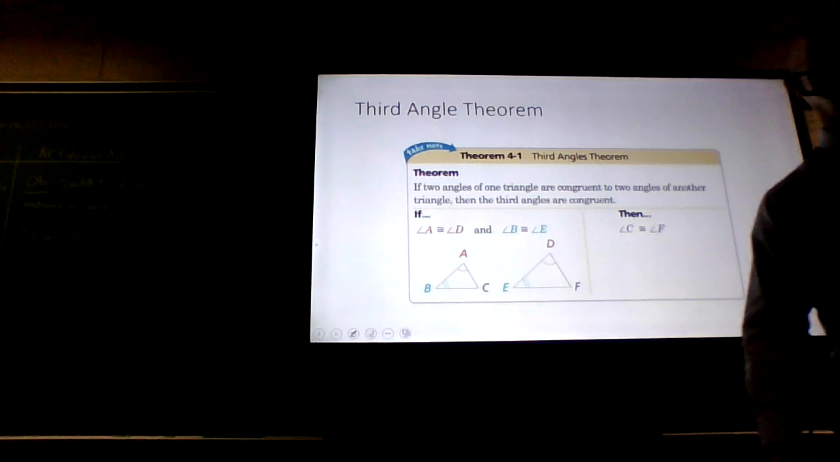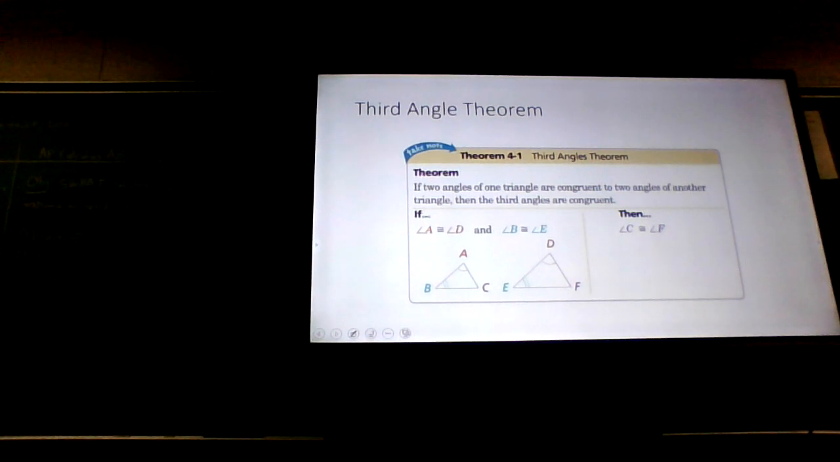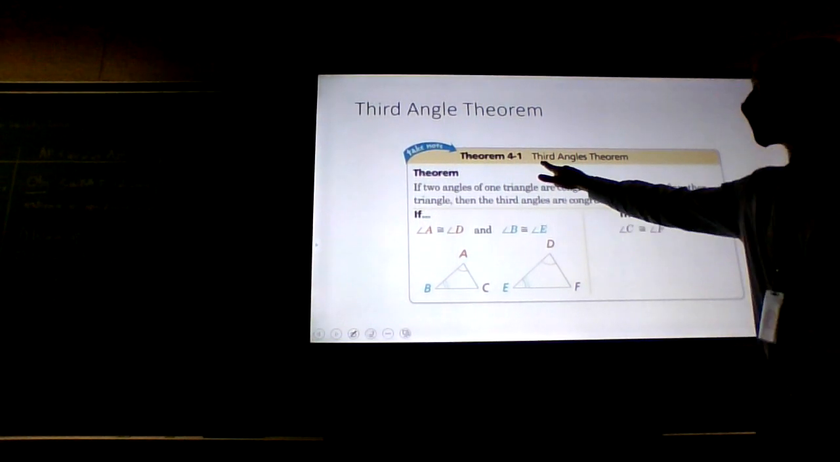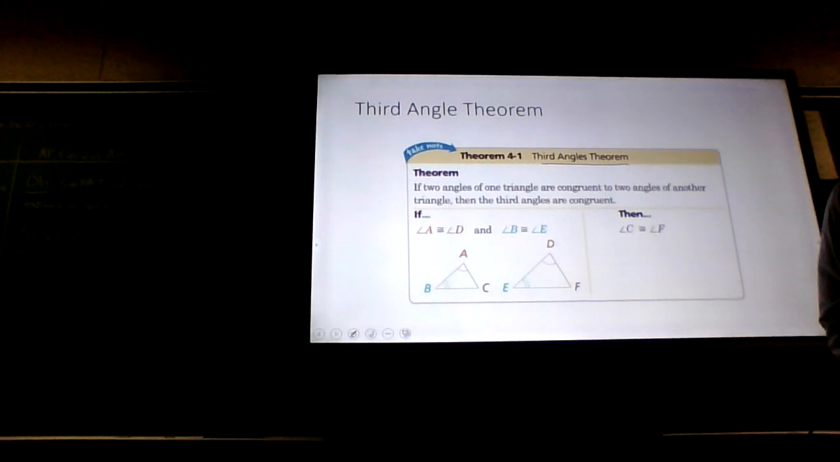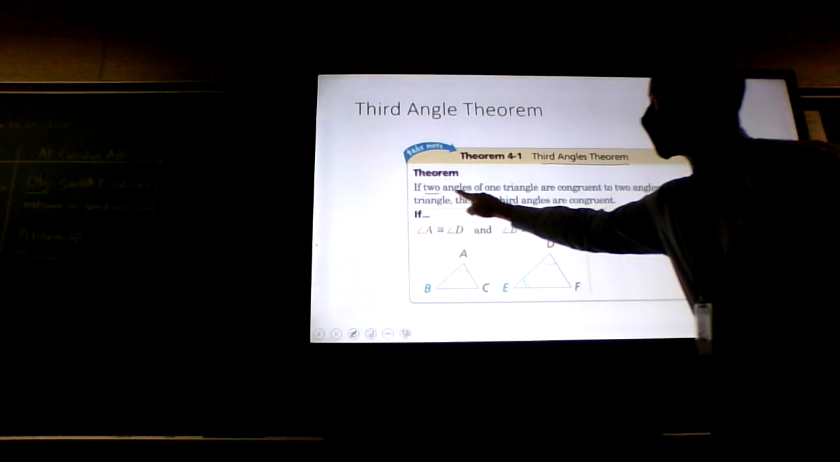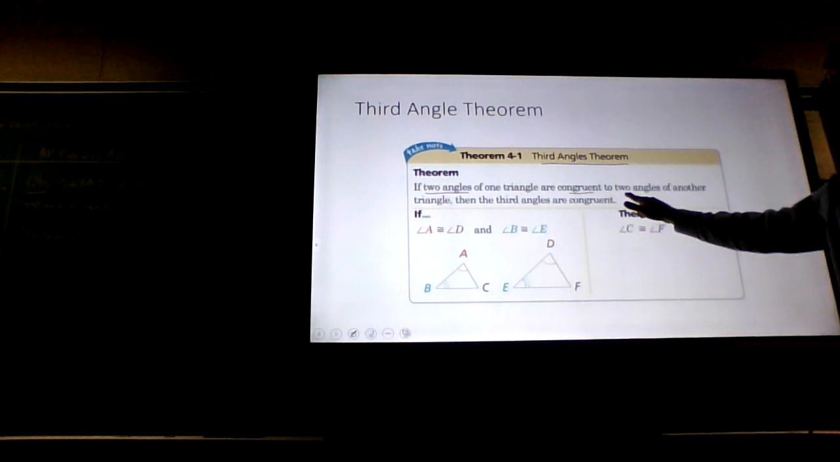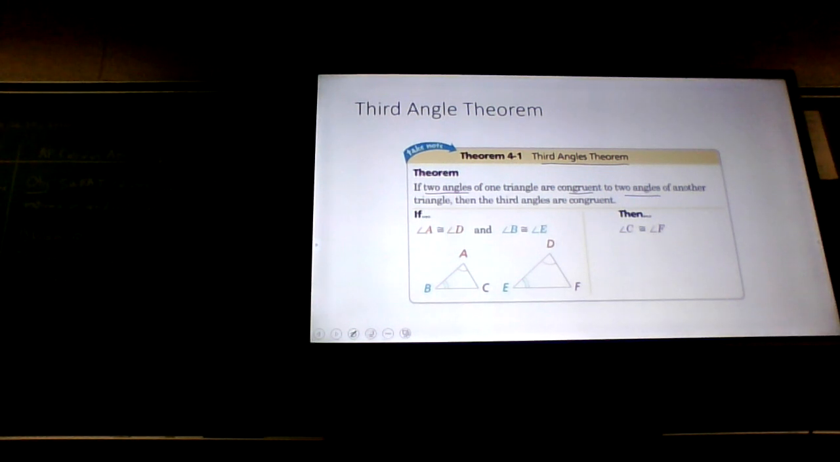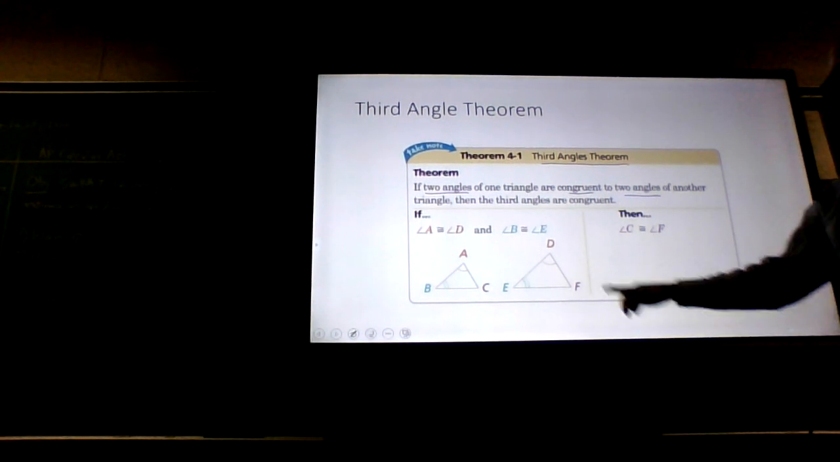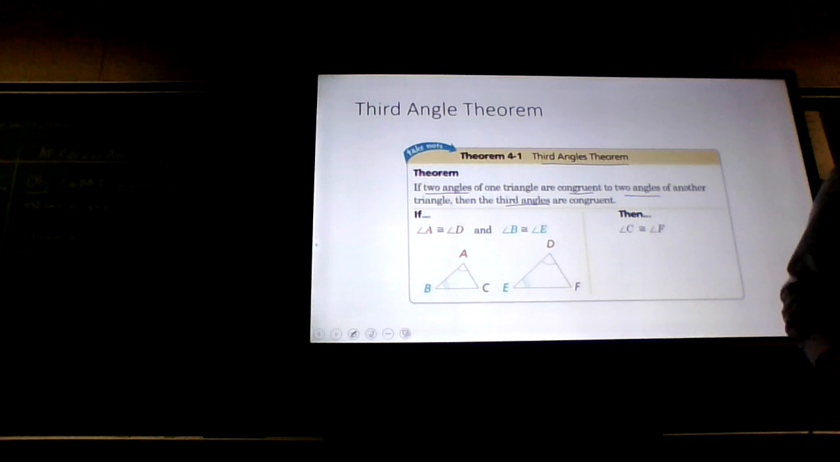Okay, last thing for this lesson is the following. It's called the third angles theorem. Here's what it says. If two of the angles of one triangle are congruent to two angles of another triangle, then guess what has to be true about the third angles? They have to be congruent too.